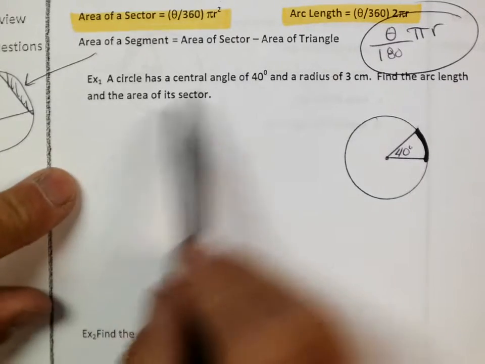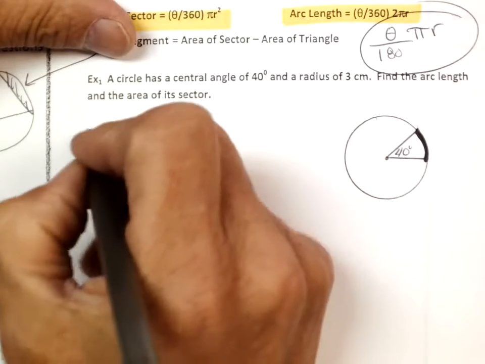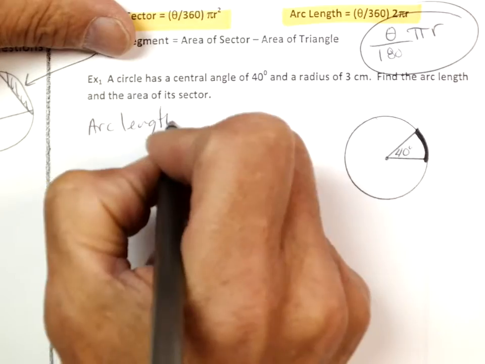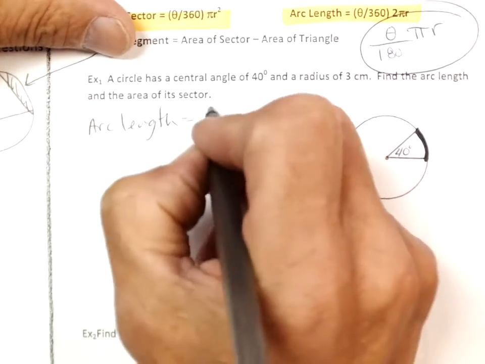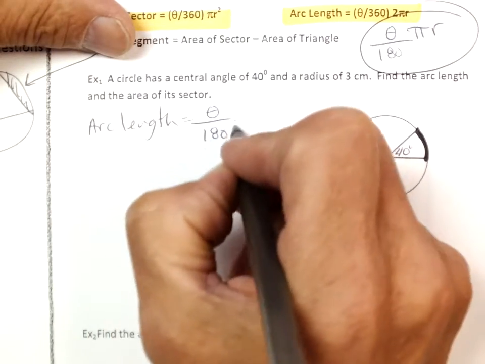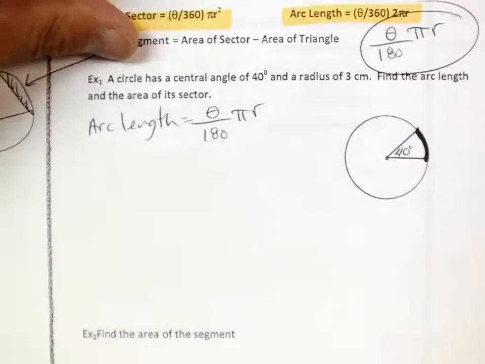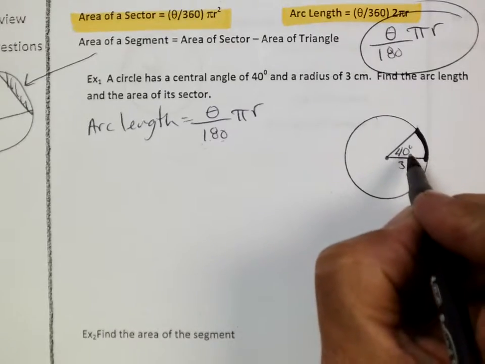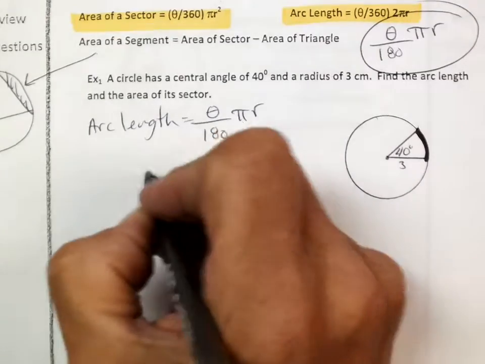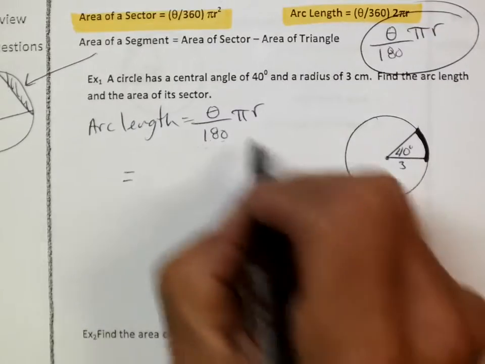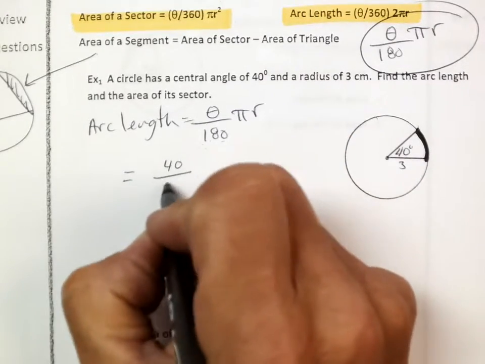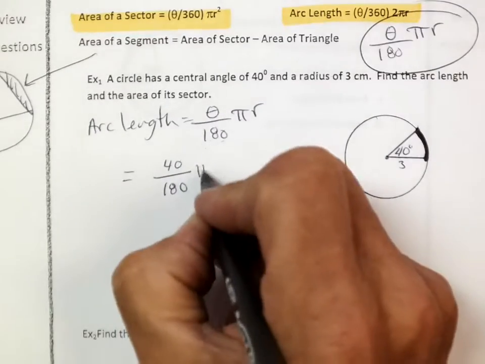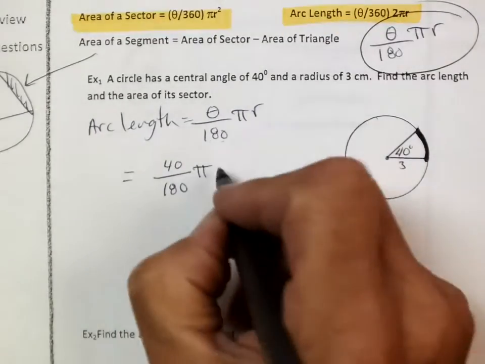So my arc length formula is this: theta over 180 times pi r, okay? It's pretty easy. I know the radius is 3. I know the angle is 40. I'm just going to plug it in. So my answer is going to be, well, let's put the 40 in for the theta over 180. So I'm just putting my 40 right there times pi times my radius, which is 3.